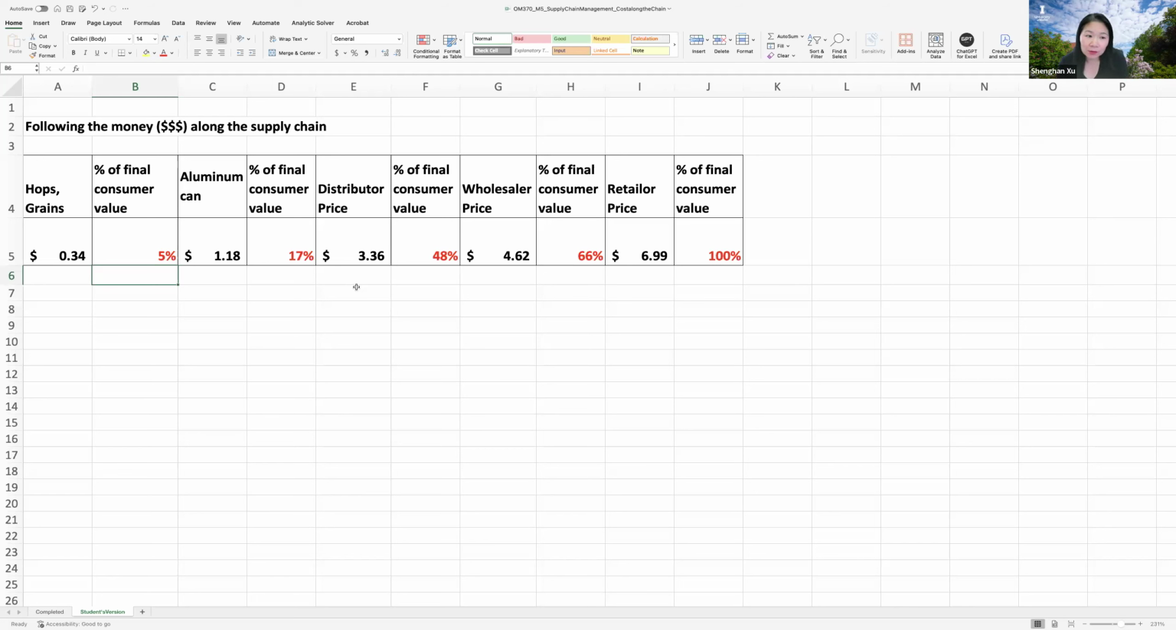So traditionally, when we talk about operations, we very much focus on the production stage. So this is essentially hops, aluminum can, distributor price, right? This is the production process. Now, we know that we can do very well because we are excellent operation managers, right? But even though you can decrease the cost by a certain percentage point, that part of the cost is a small portion of the overall cost, right?